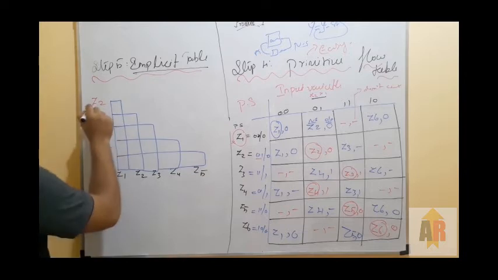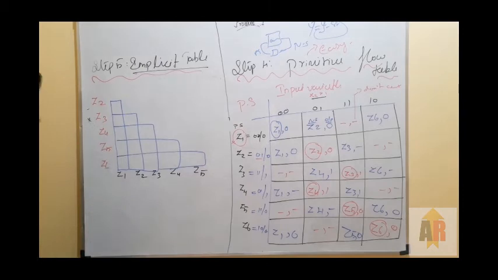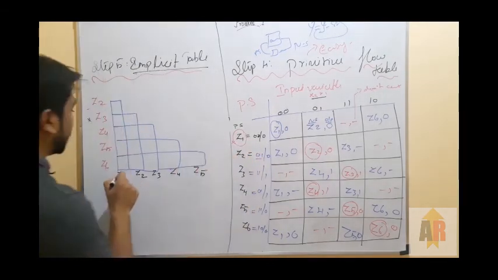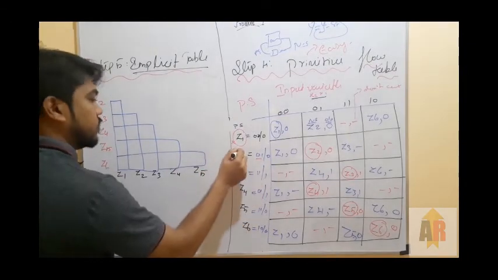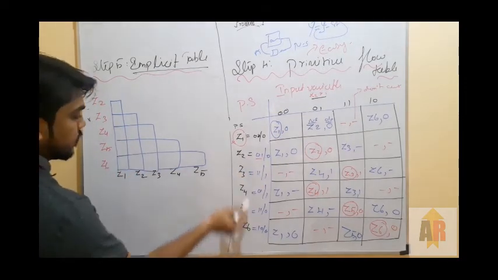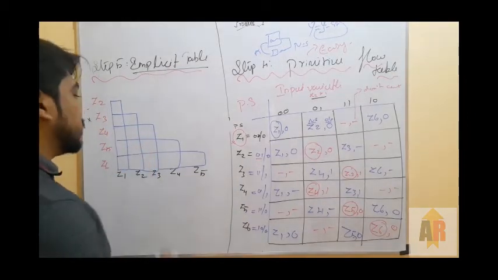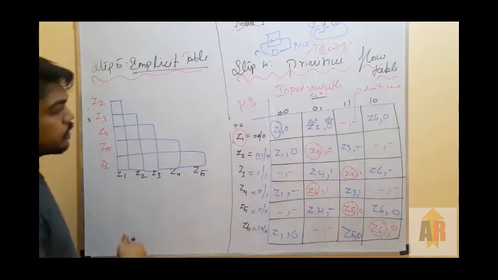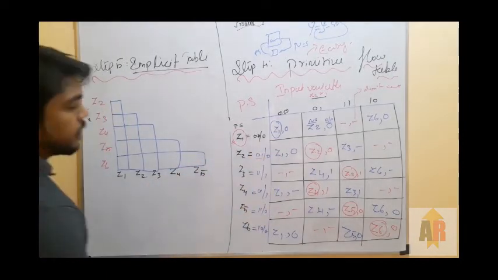So first we are going to compare Z2 and Z1. This is Z1 and Z2. Then we will be comparing Z1 with Z3, Z1 with Z4, Z5, Z6. Then we will go to Z2 with Z3, Z2 with Z4, Z2 with Z5, Z2 with Z6. This is how the comparison looks. So the shortest way of comparison is done by the implicit table. So how is the comparison made?